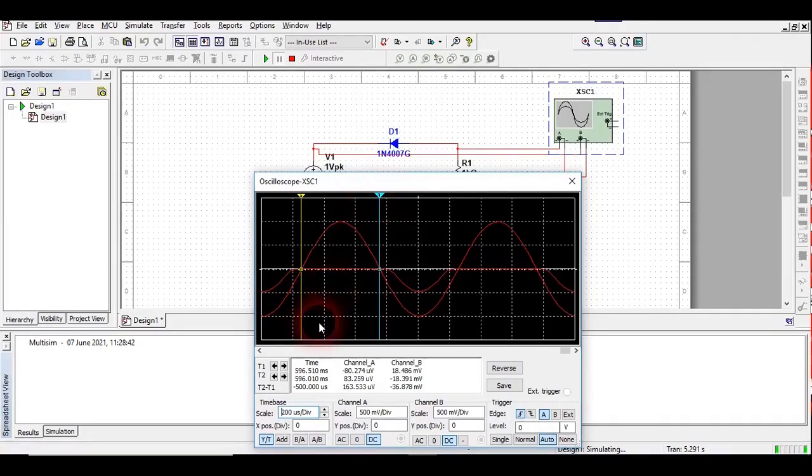Just look here, we are getting 500 microsecond, which means this is the half portion of the positive cycle. Sorry, I have taken it for the positive cycle, so I would take it for the negative cycle here. Approximately we are getting to that point. At this point, just see here, the negative cycle is also 500 microsecond.